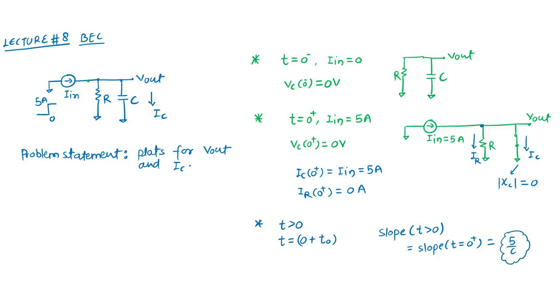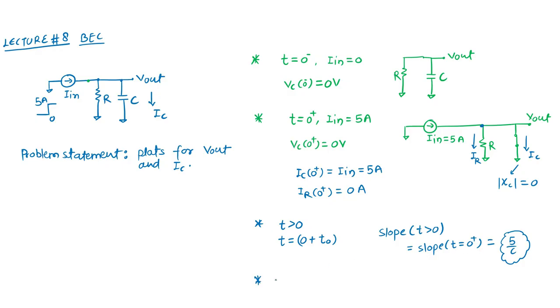But what do you think? Is the current going to remain the same as it was in the previous question? No. In the previous lecture, we were seeing that a constant current was flowing through the capacitor forever. So the slope was 5 by C forever after t equal to 0. But here, as this current is passing through the capacitor, it is charging the capacitor.